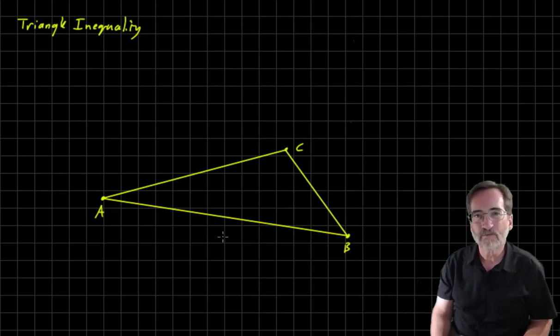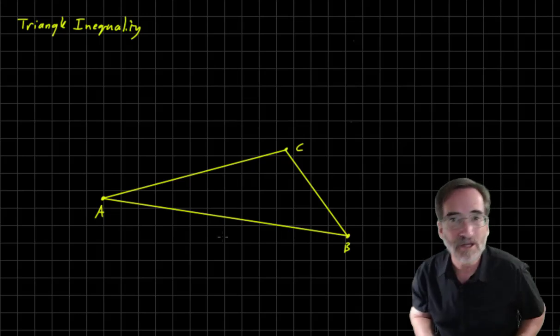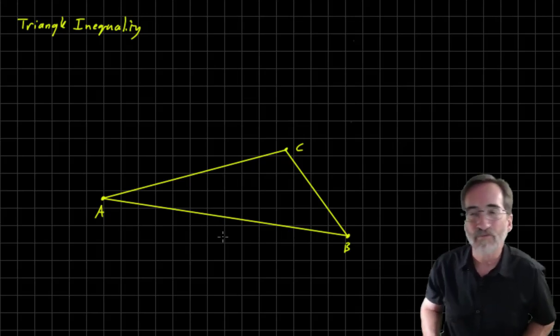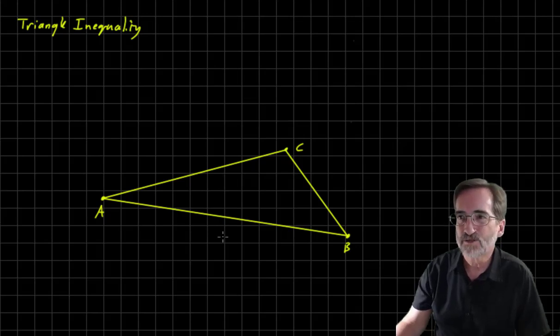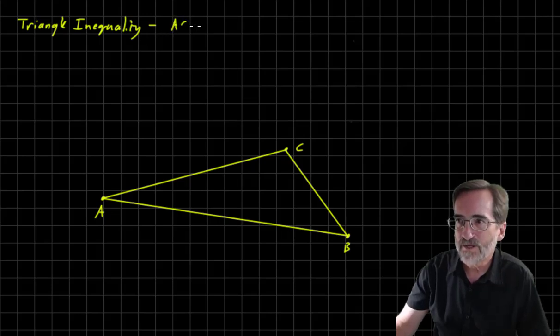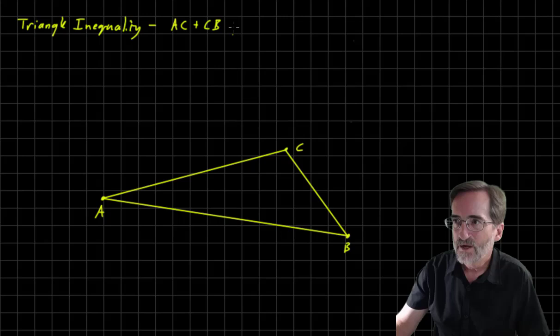So this is, in fact, one of the ways we can state the triangle inequality, though it's not in a formal manner, that the shortest distance between any 2 points is a straight line. Formally, here's how we write the triangle inequality. We write it that AC plus CB, that is, if I go from A to C and then C to B, that has got to be longer than going straight from A to B.